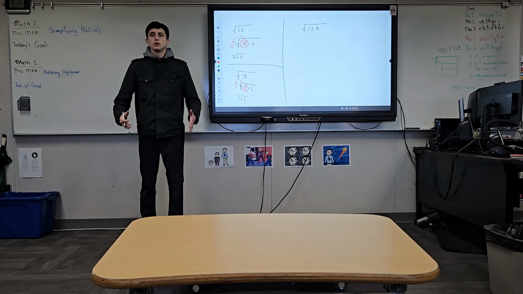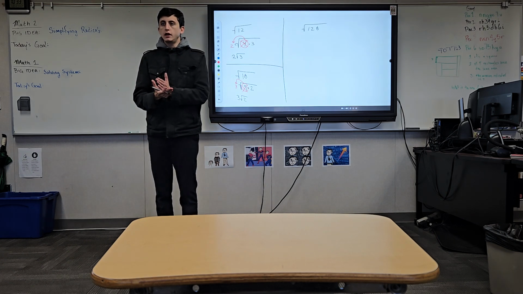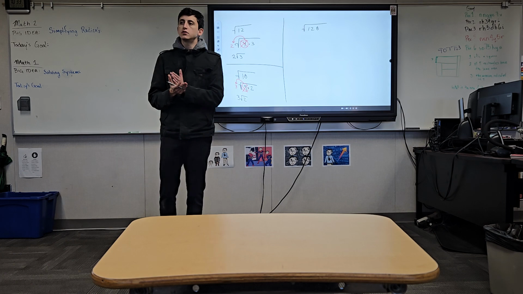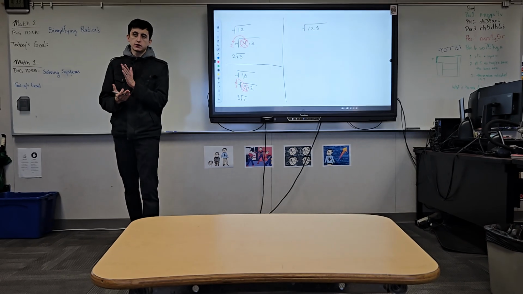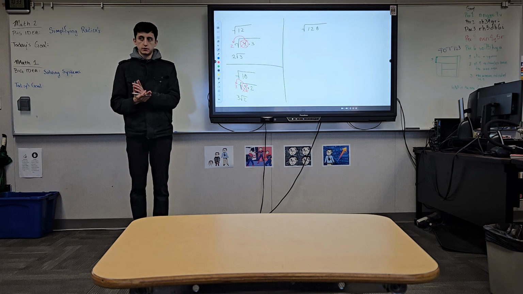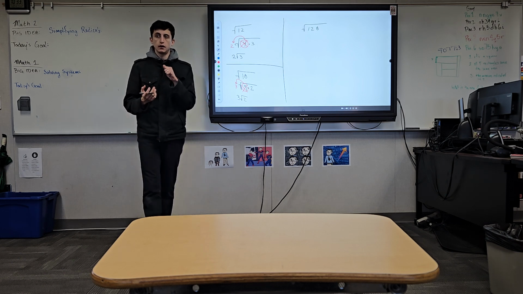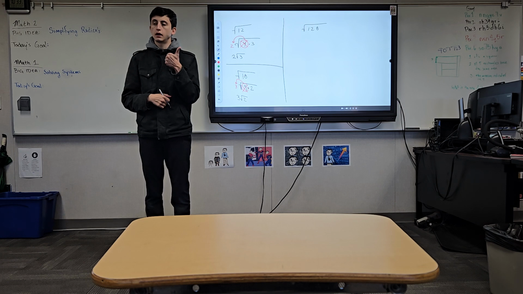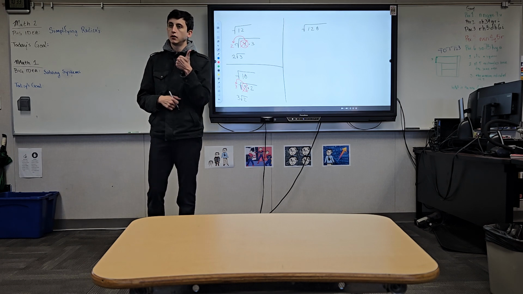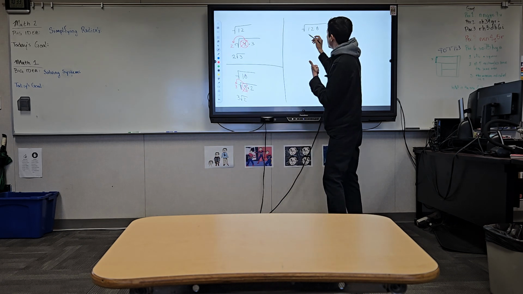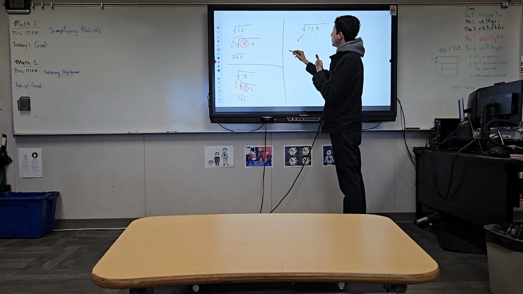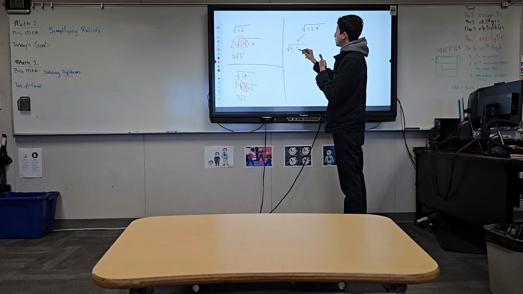So 128 can be factored using square numbers, or using at least one square number. What square numbers are factors of 128? Let's go in order. 4. Can it be divided by 4? 128 divided by 4? I think so. It is, right? 4 times 32. Okay, so option 1, right? We could rewrite this as 4 times 32.